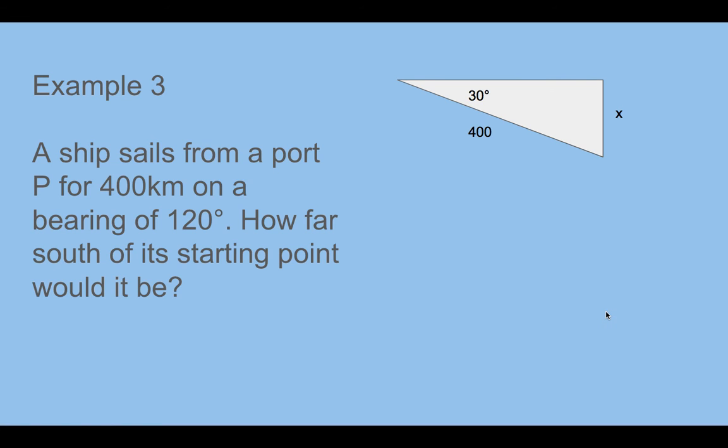Again, we've got the triangle all set up. It's not a cos this time. Opposite over hypotenuse is sine. So sine 30 equals x over 400. We're dividing by the 400, so when we take it across, we times: 400 times sine 30 equals x. X equals 200 on the calculator.